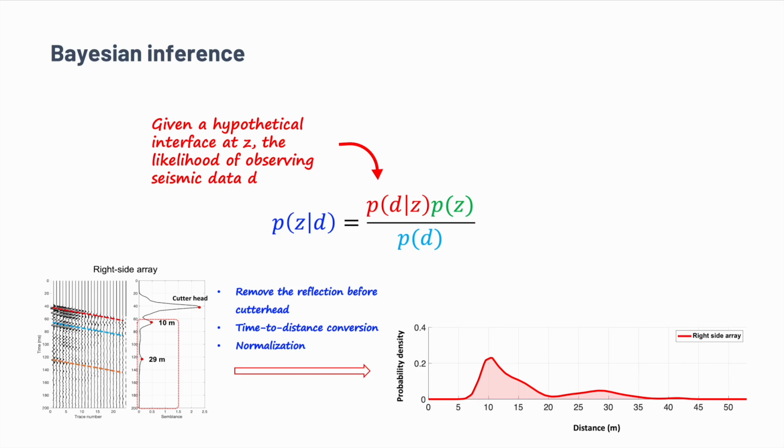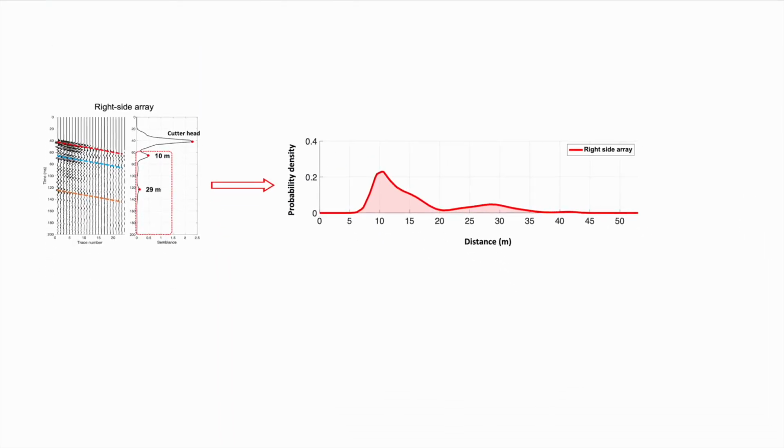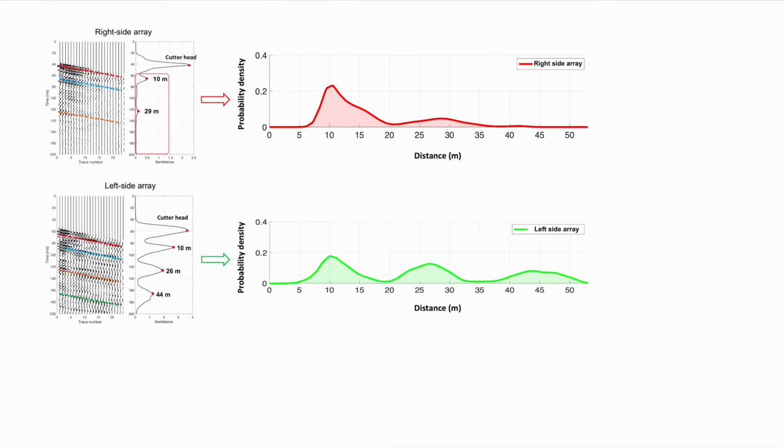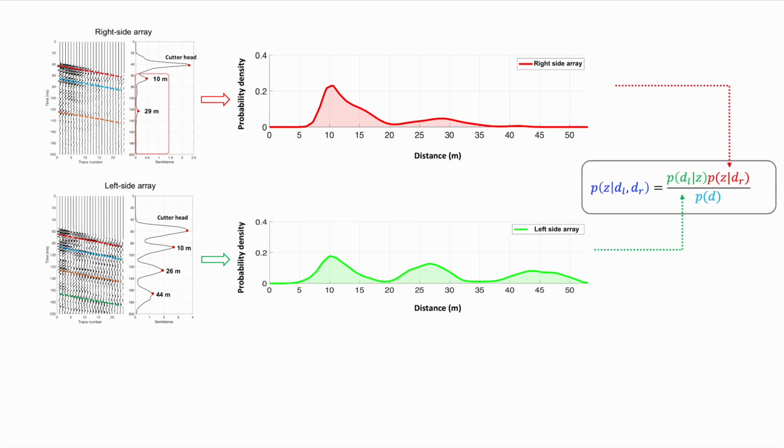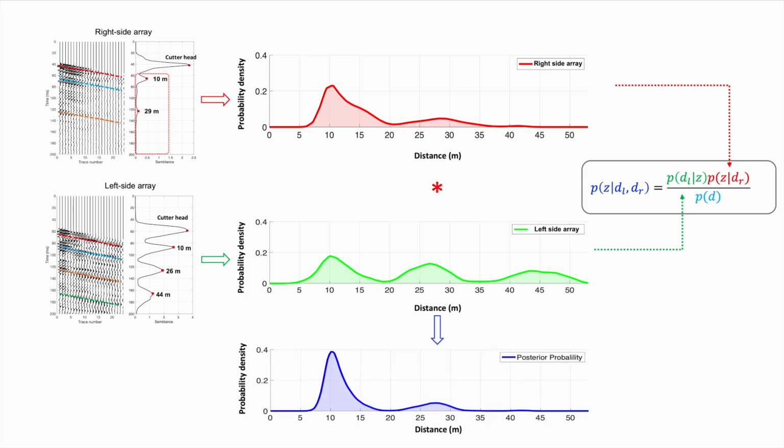Following the same procedure, we can obtain the likelihood from the left-hand side data. Since the left and right side data are independent from each other, the prediction result from the right-hand side data can be considered as a prior probability for the left-hand side data processing. According to the Bayesian rule, the added observation of left-hand side data will change the posterior probability as shown in the formula. By multiplying the right and left-hand side data probability density functions, we get the joint posterior probability distribution.